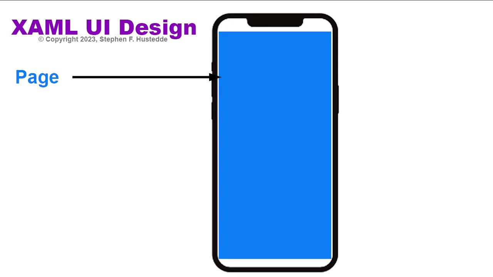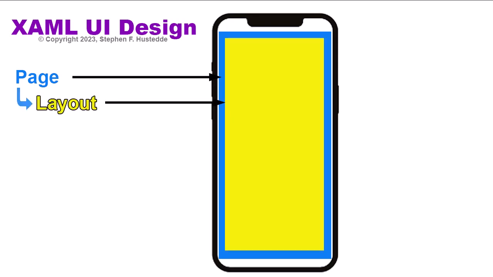So each XAML file will contain a page, and we've seen we have content pages, we have flyout pages, tab pages. For the most part, we're going to work with content pages. A content page has one container, which often is a layout, and typically that layout is a vertical stack layout or a grid layout, although if we have a lot of content, we might use a scroll view container, which is our single container for the page, which then holds the vertical stack layout. Those are the three most common. There are, of course, several others, but those are the most common scenarios.